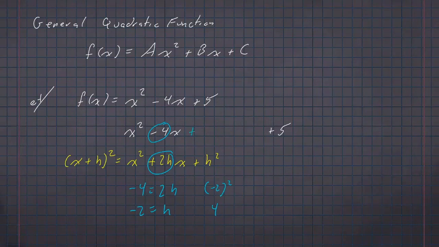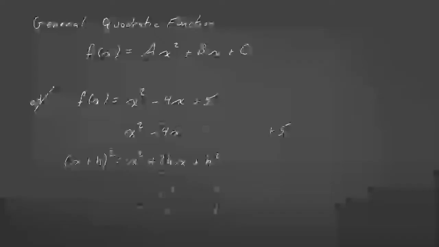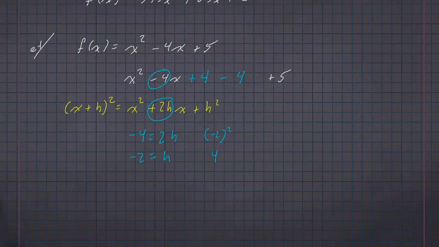And so I am going to add 4 to this function. But of course, I can't arbitrarily add 4 to a function. So I must immediately also subtract 4 from the function. By doing that, I have changed absolutely nothing except to take a very simple looking function and make it look kind of messy. Right, to get all of my doodles out of the way, let me just rewrite that f of x is x squared minus 4x plus 4 minus 4 plus 5.